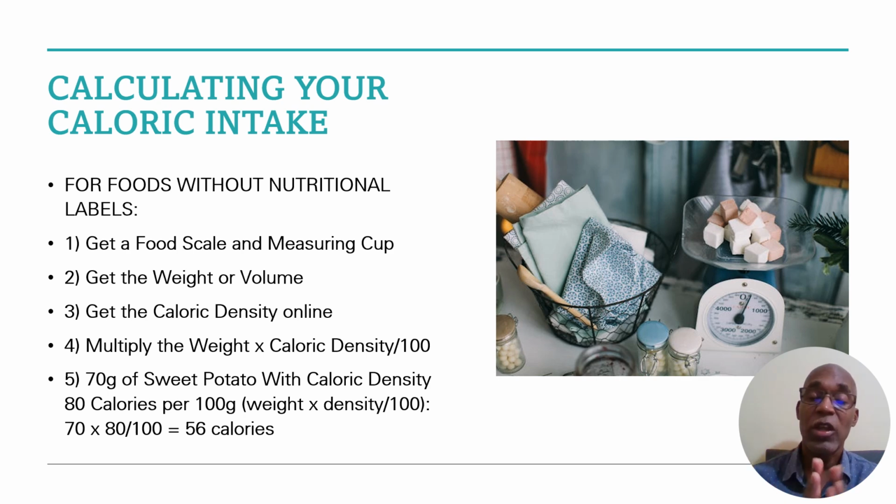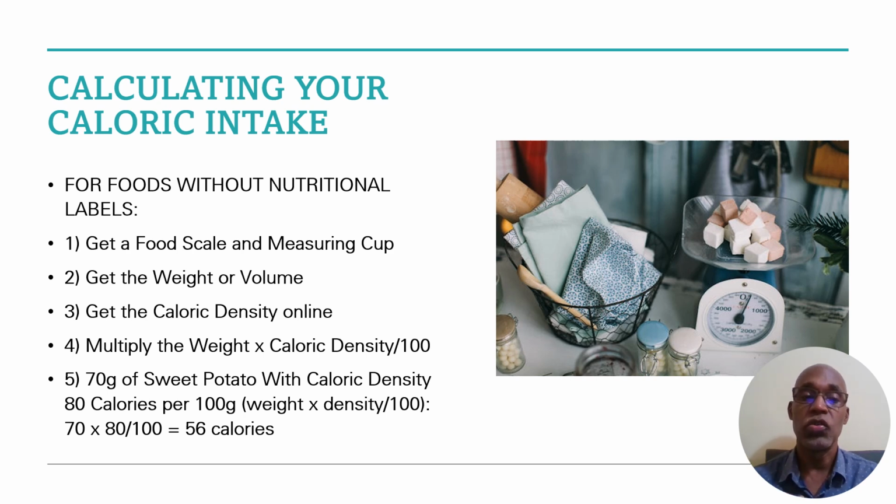The next one we're going to be looking at is food which doesn't come with any nutritional label. These will include things like ground provisions, bananas, and fruits. These don't come with any nutritional labels on them, so you're going to have to do a bit more calculation. You're going to need a food scale to check the weight of solid items like an apple, and also a measuring cup for liquid items.